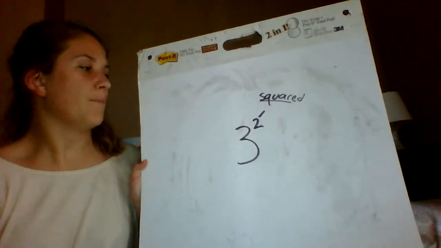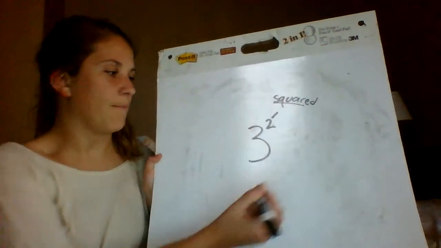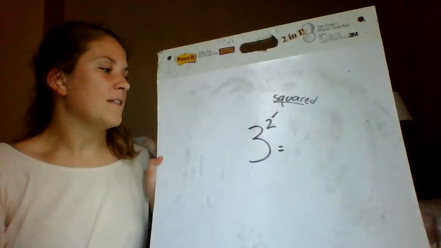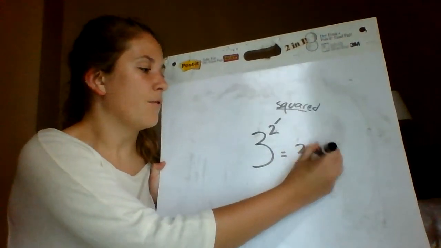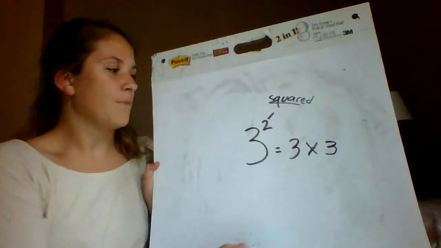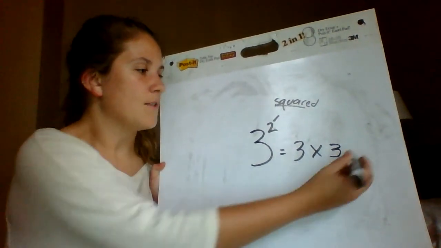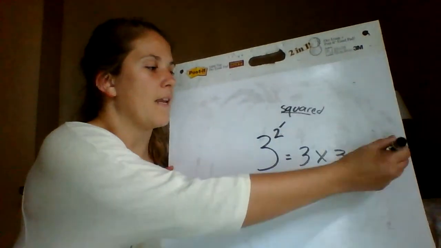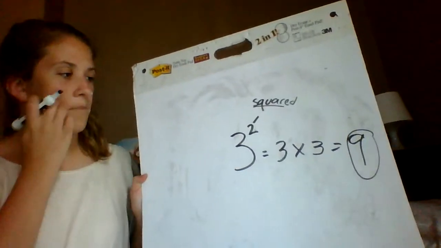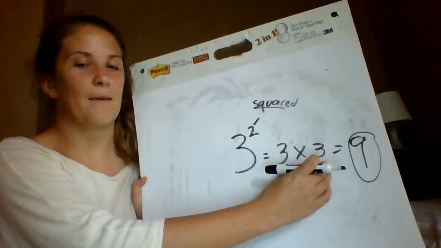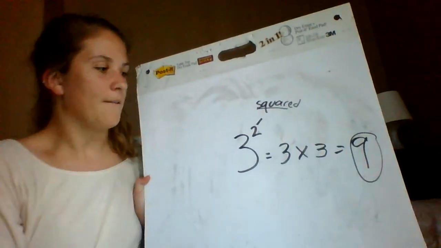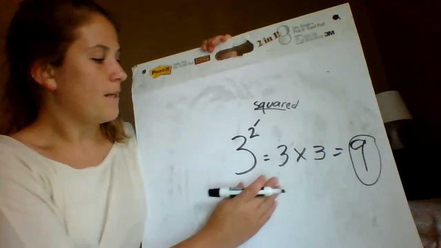So my first example is 3 squared, or 3 to the second power. We know that this is the same thing as 3 times 3, which is 9. So 3 squared equals 9. 9 is a perfect square because it has two numbers that can be multiplied by itself to get it. I want to take a look at this one.